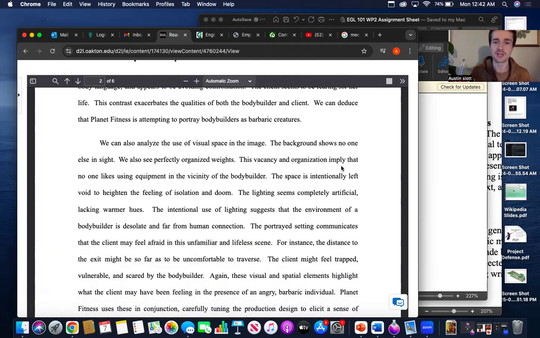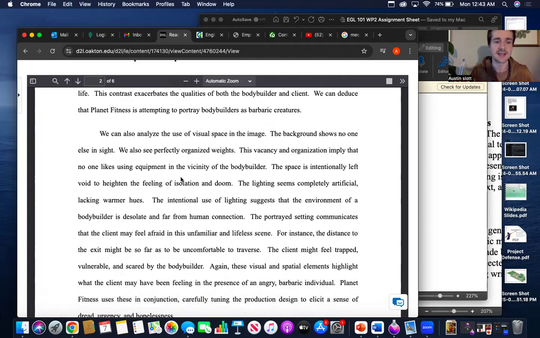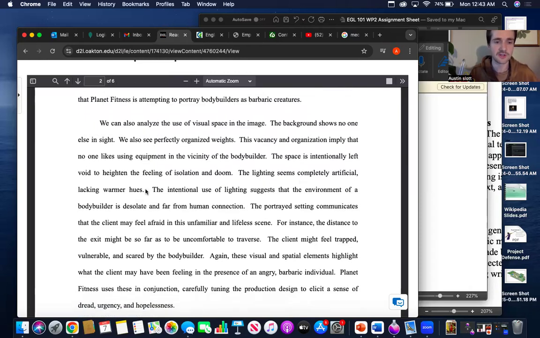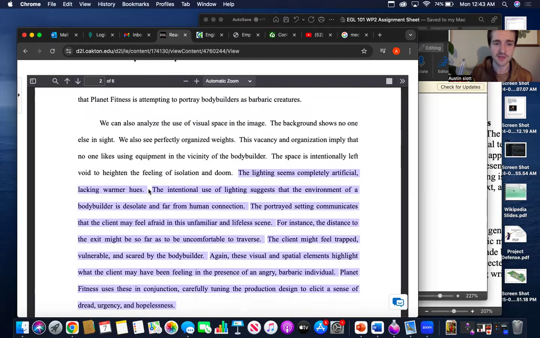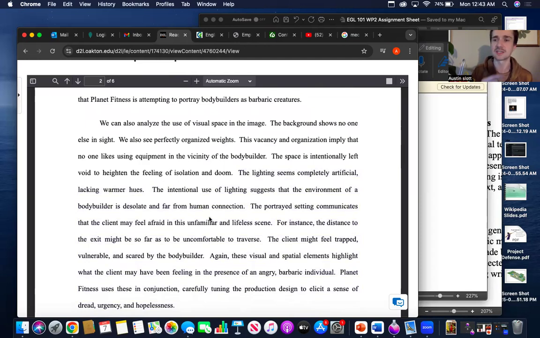Well, this vacancy and organization imply that no one likes using equipment in the vicinity of the bodybuilder. The space is left intentionally void to heighten the feeling of isolation and doom. The lighting seems completely artificial, lacking warmer hues. The intentional use of lighting suggests that the environment of a bodybuilder is desolate and far from human connection.